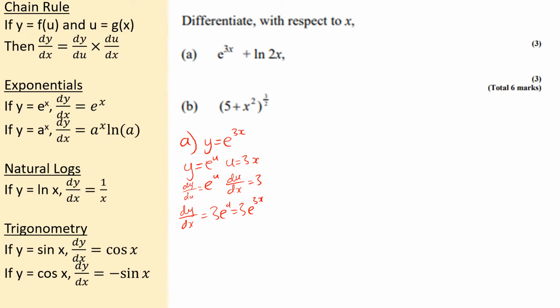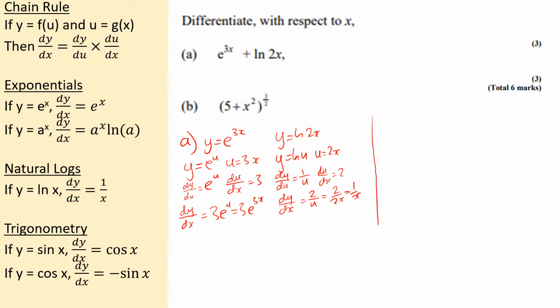Well, I've got ln 2x. If I differentiate that, I'm going to say y is equal to ln u, where u is equal to 2x. I'm going to say dy by du is equal to 1 over u, and du by dx is equal to 2. I'm going to multiply them together and say dy by dx is 2 over u, which is 2 over 2x, or 1 over x. So that gives us our final answers.